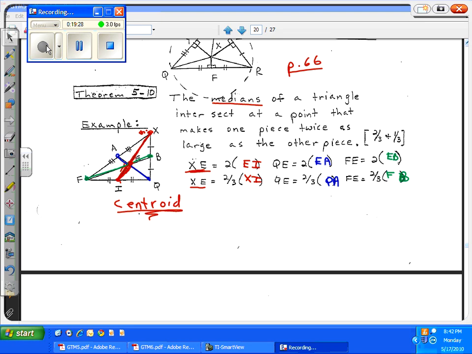The medians of a triangle intersect at a point 2/3 of the distance from a vertex to the midpoint of the opposite side, which to us says there's going to be a big piece and a little piece, such that the big piece is twice the little piece, or the big piece is 2/3 of the whole thing and the little piece is 1/3 of the whole thing. That point where the medians intersect is called the centroid, and we don't do any fancy circle drawing with it. Okay?